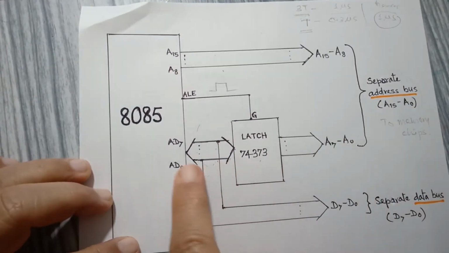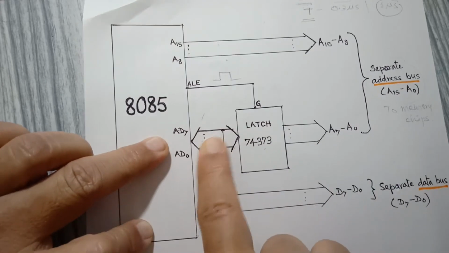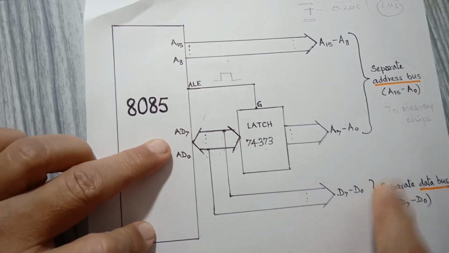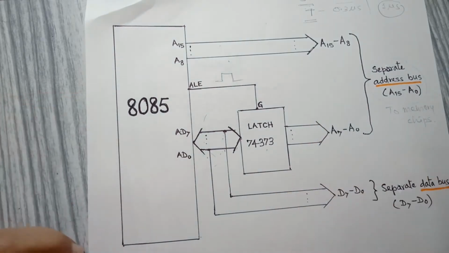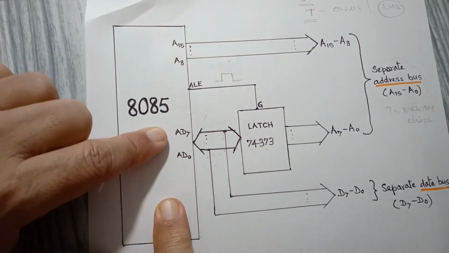And look at that, as these bits are held here, these lines are made free for data transmission. So these lines are separately connected to the data bus. So this is a system data bus and this is a system address bus, and this is what we call demultiplexing of the address data bus.